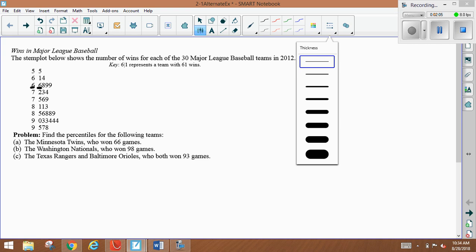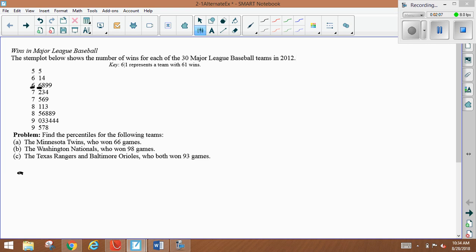Hopefully, unless you're awful. So then for A, we got 1, 2, 3 out of 30, which is some sort of percentage. 3 divided by 30. Exactly, 0.1 or 10%. Is that all they want? They want me to find the percentiles?